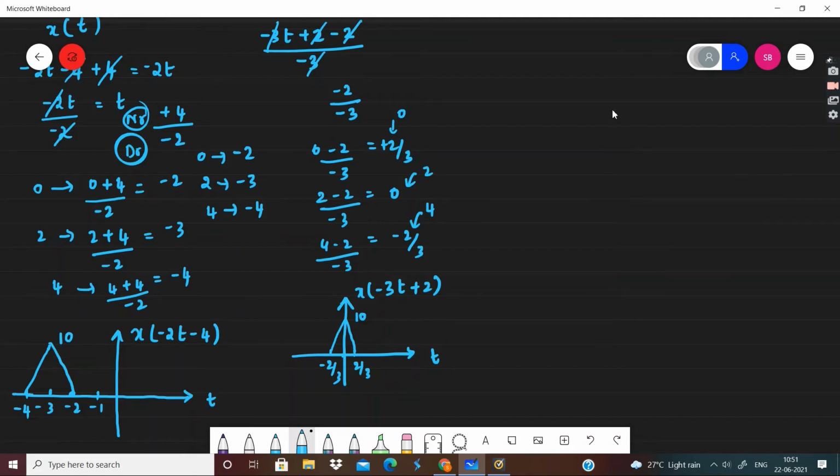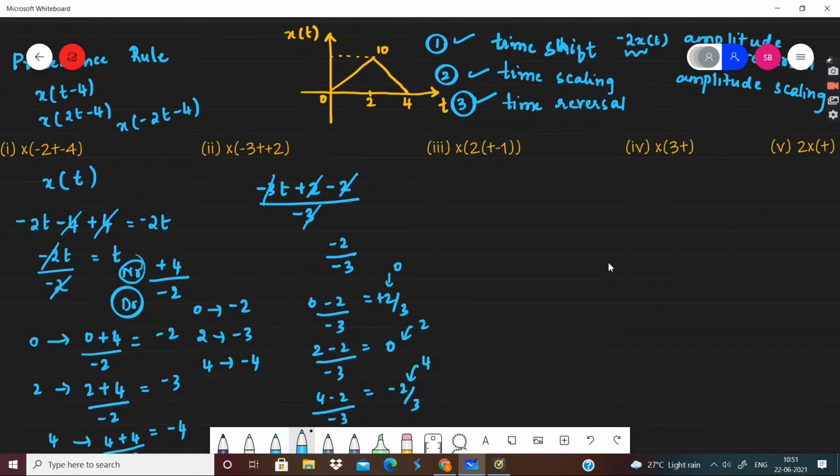Next we will see the third case. The third case was given in terms of x of 2 multiplied with t minus 1. This can be rewritten as x of 2t minus 2. How should I make 2t minus 2 equivalent to a value of t? In the numerator I will add 2, so that the 2 and 2 terms get cancelled out. Divide by 2, so that the two 2's get cancelled out and we are remaining with t. So what did I do? In the numerator, I have added plus 2.